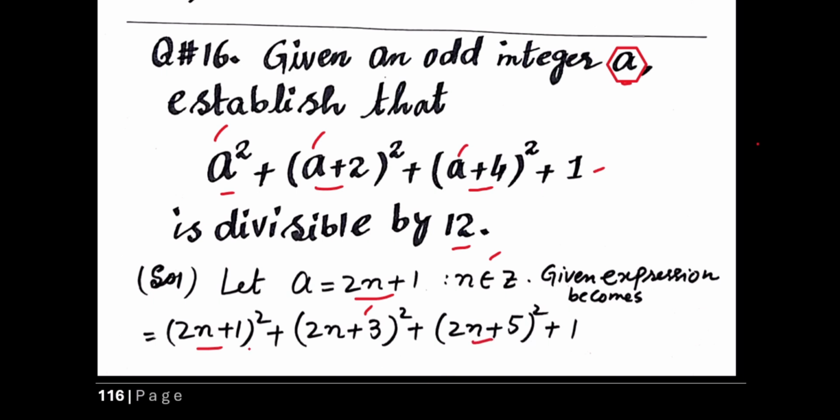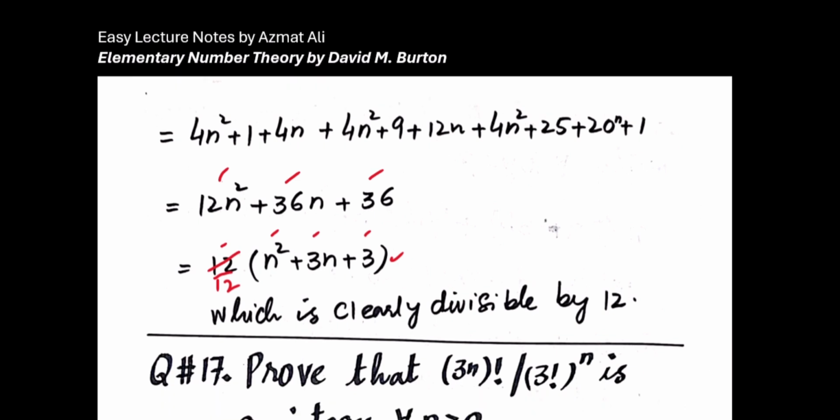Now we expand these three squares, and after summing all of the like terms, we have 12n square plus 36n plus 36. Taking 12 as common, we have 12 into (n square plus 3n plus 3), which is clearly divisible by 12 because this number is a multiple of 12. So it is clearly divisible by 12, which is required to prove.